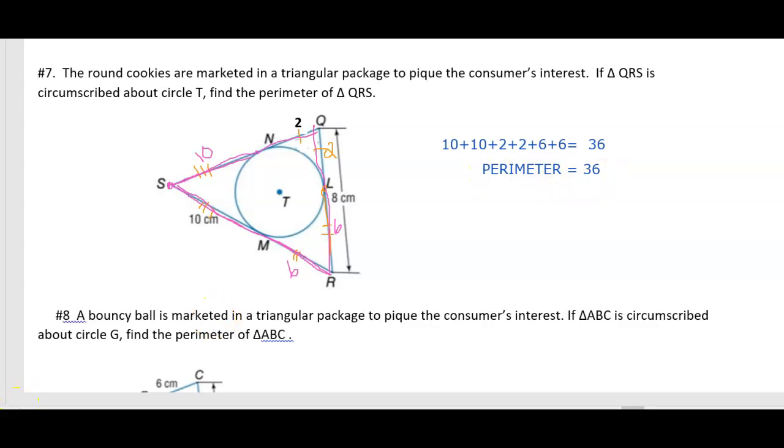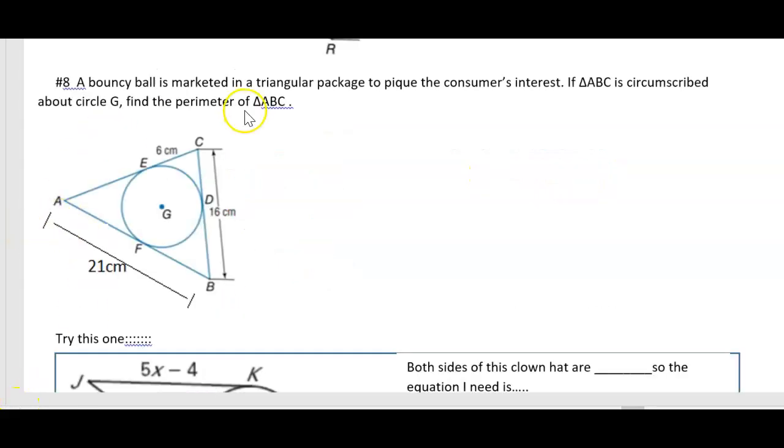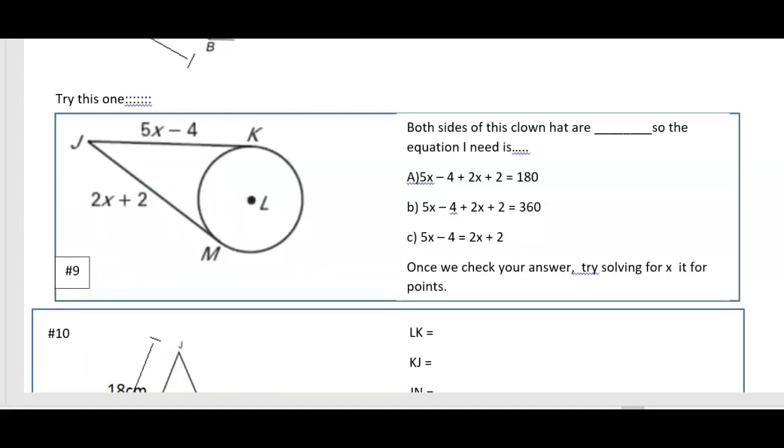Try number 8. It says a bouncy ball is marketed in a triangular package to pique the customer's interest. If triangle ABC is circumscribed about circle G, find the perimeter. So you need to find it. Use what we learned about the clown hat or the birthday hat theorem to find all the missing pieces and find the perimeter. Okay, try number 9.